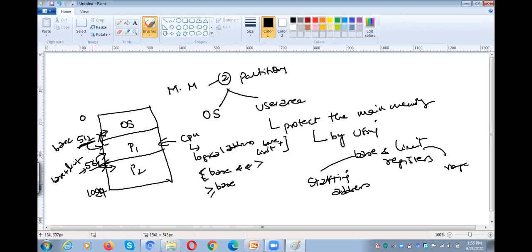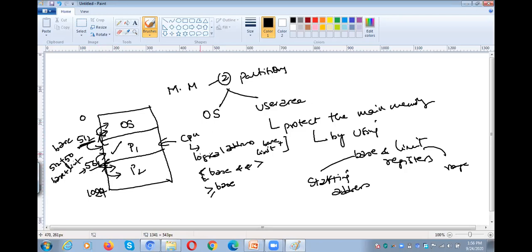And what is the limit range? The range between 562 and 512 is 50. So 512 plus 50 means 562. That means the CPU generated address must be in between 512 and 562. Then only we are in the P1 process. If it is less than 512, we move to the operating system area. If it is greater than 562, we move to the P2 process area, right? It will be considered as an error.